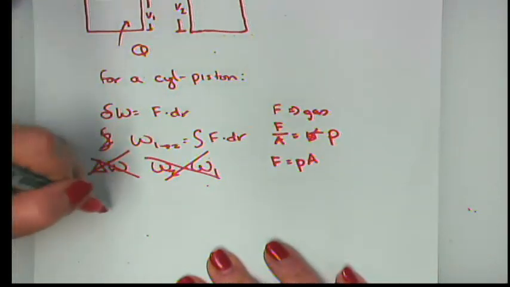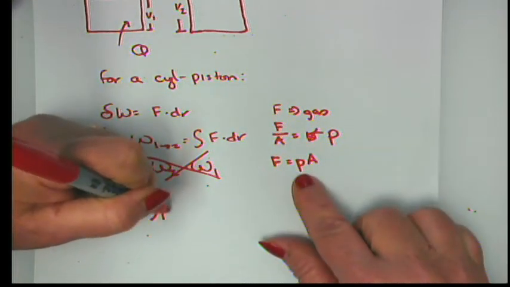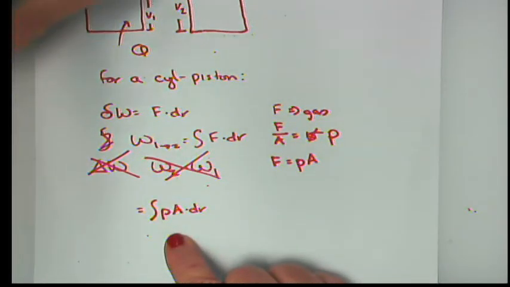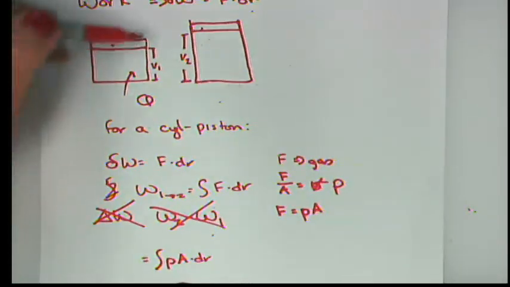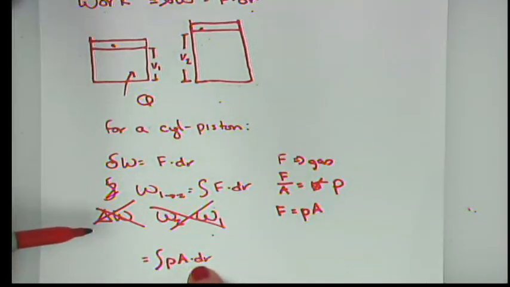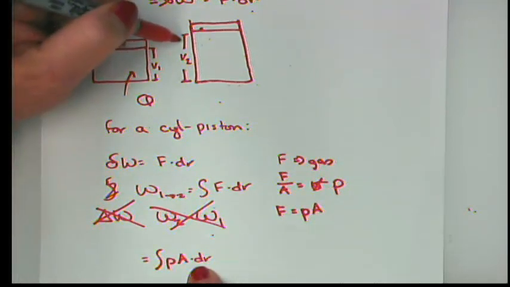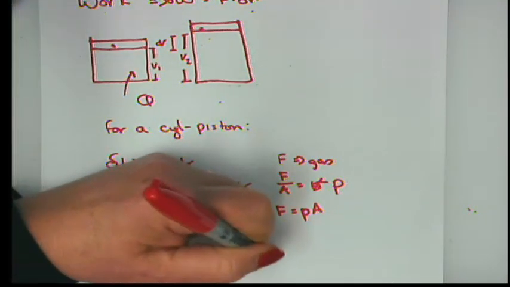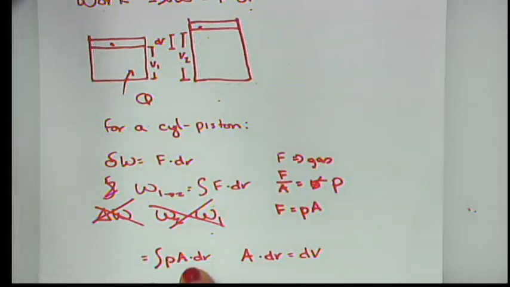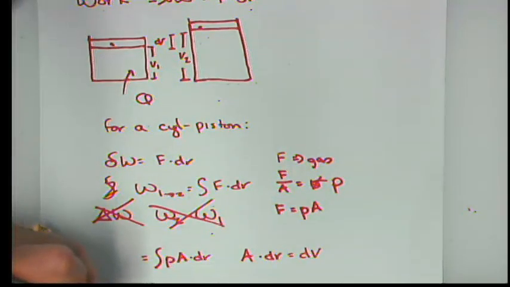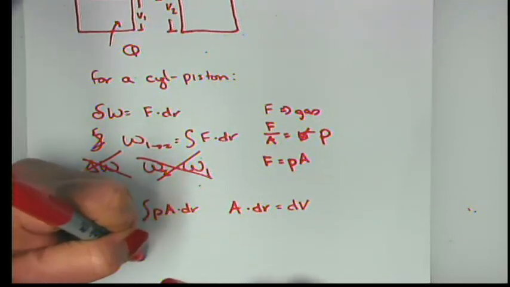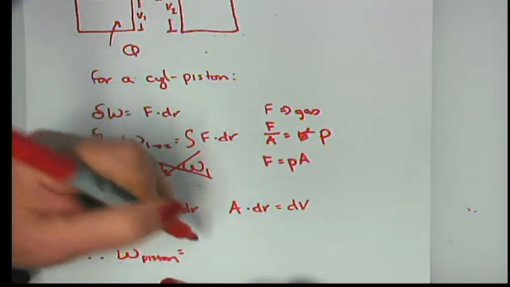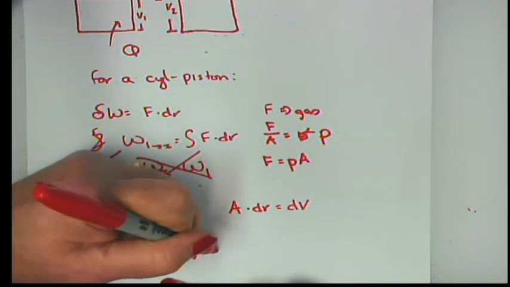So if we take a look at our integral then, we can say the integral of PA dot dr. And if we think about the fact that from here to here, the area of the piston remains the same, A dr, the area of the piston times the difference that we moved, this would be the dr, is really going to be the change in volume, or dV. So for this particular kind of an arrangement, we can say, therefore, the work done by raising a piston is equal to the integral of P dV.